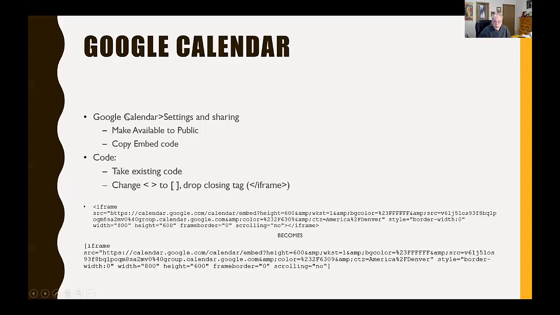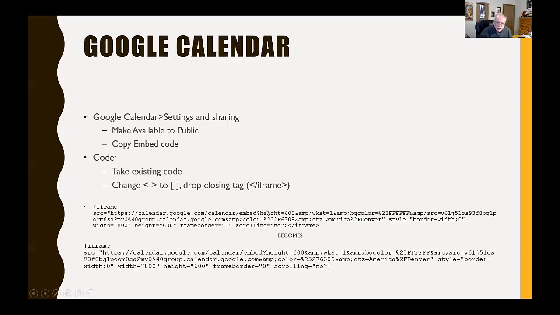You first go to Google Calendar, go to Settings and Sharing, make sure that it's available to the public, which is a really common mistake, one I've made myself, and then copy your embed code. The embed code will start with the word iframe. Take that code, you change the greater than and less than characters to brackets, and then you drop that closing tag, which is the / and iframe.